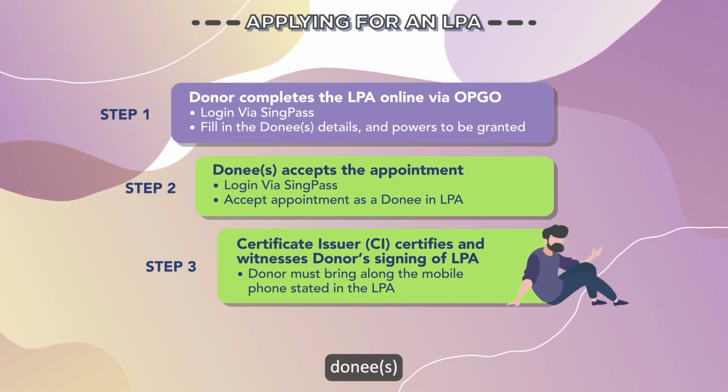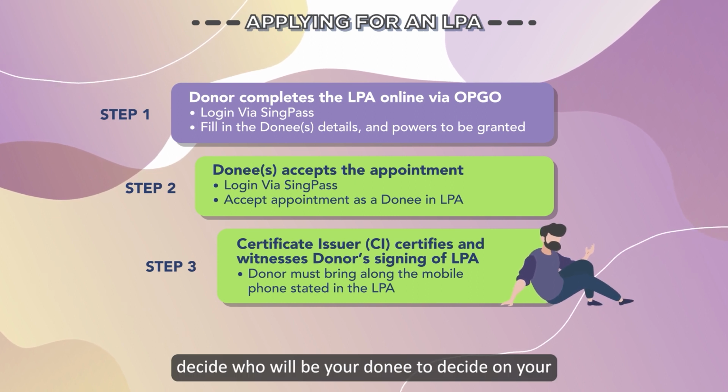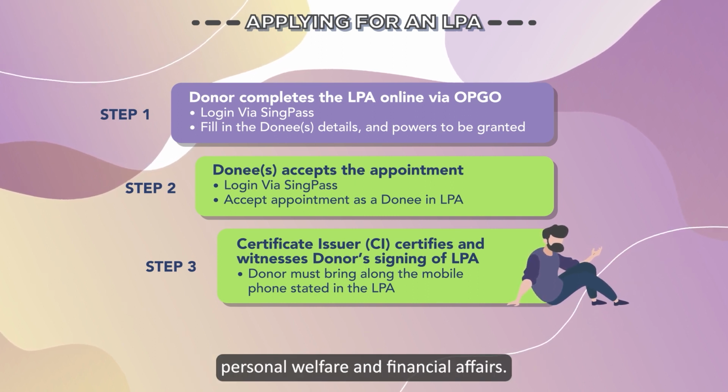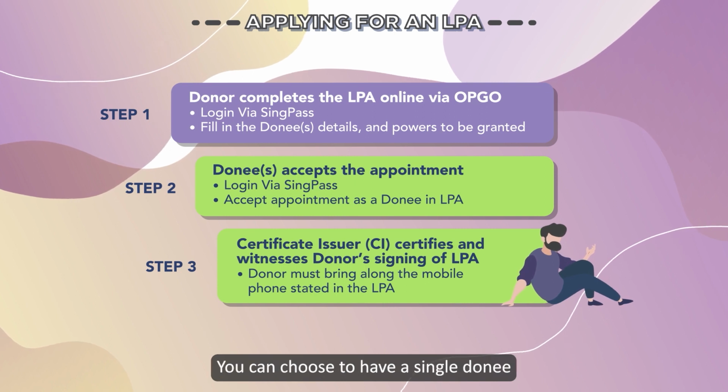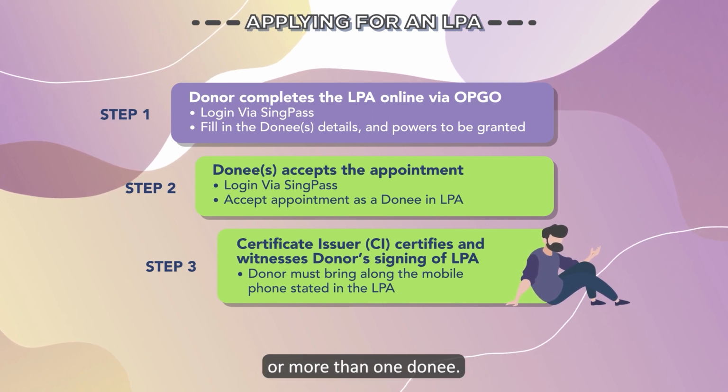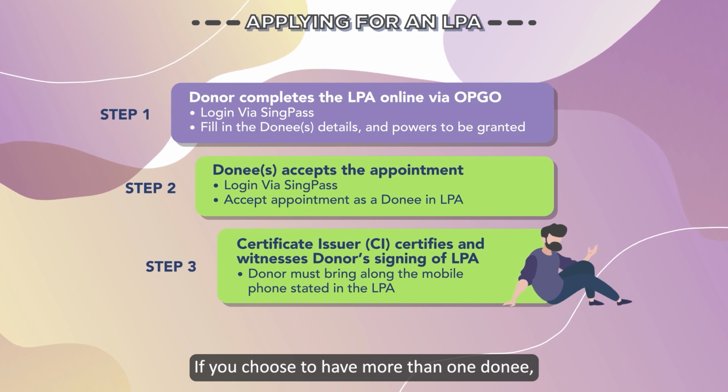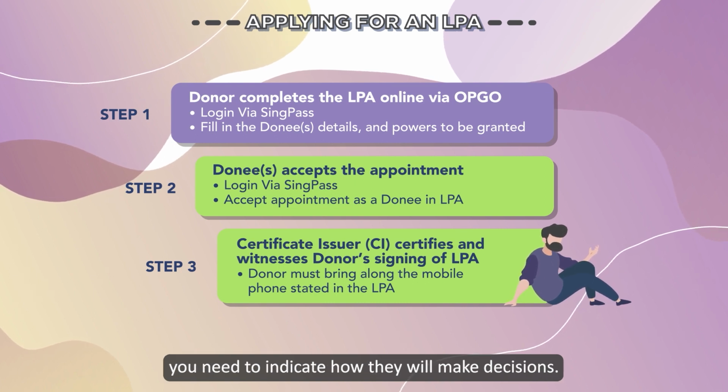Donee. Decide who will be your donee to decide on your personal welfare and financial affairs. You can choose to have a single donee or more than one donee. If you choose to have more than one donee, you need to indicate how they will make decisions.